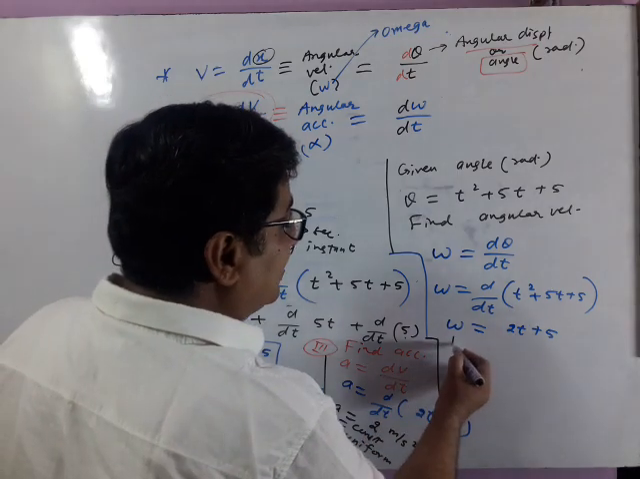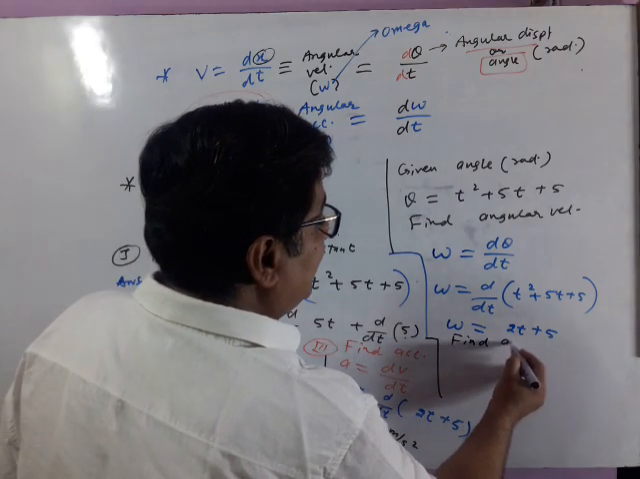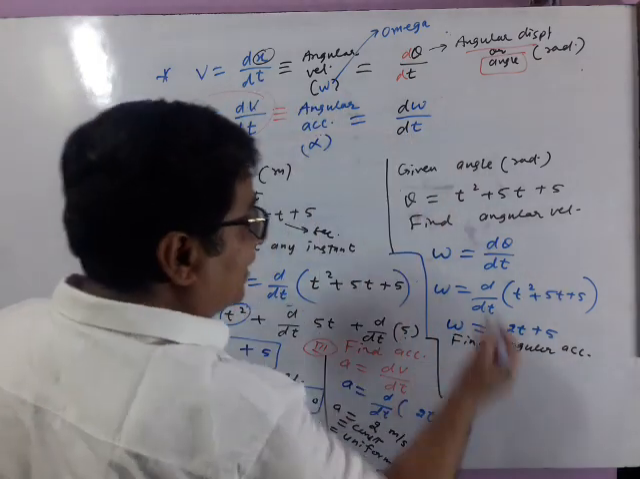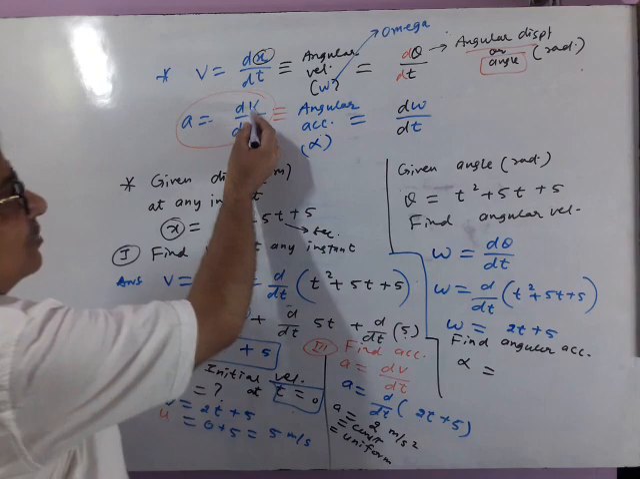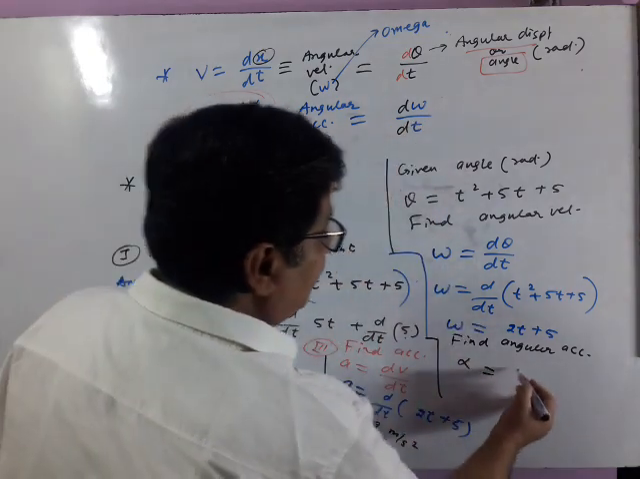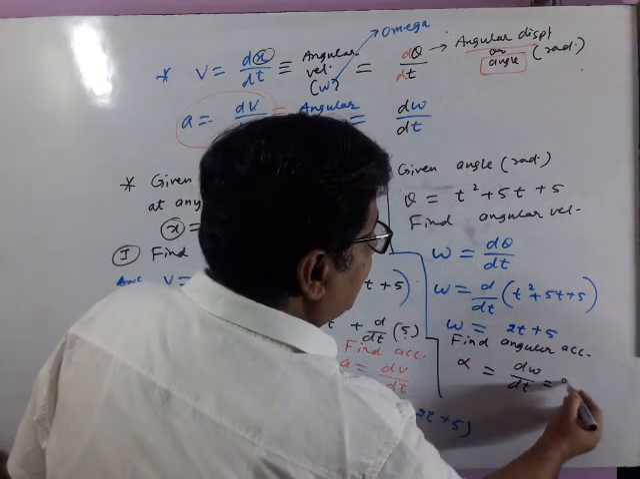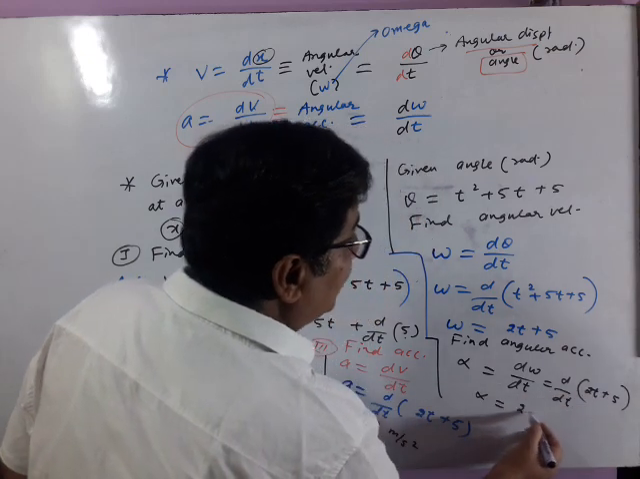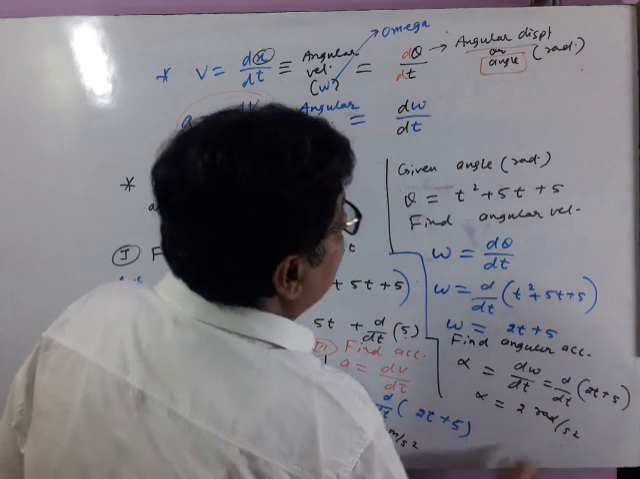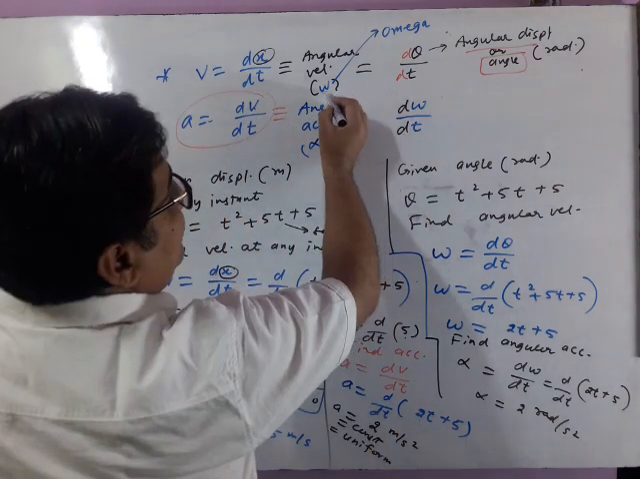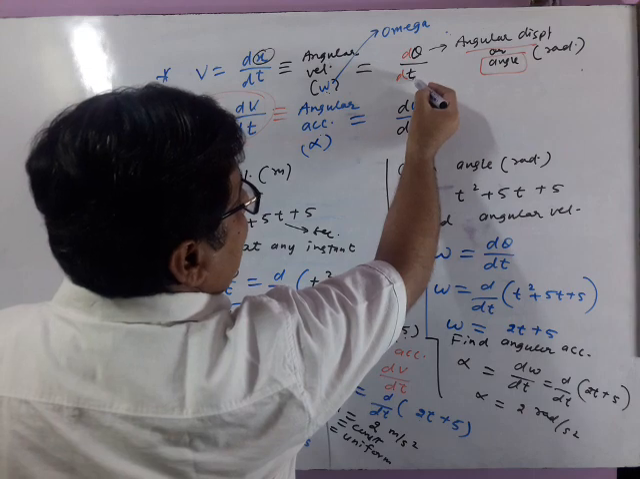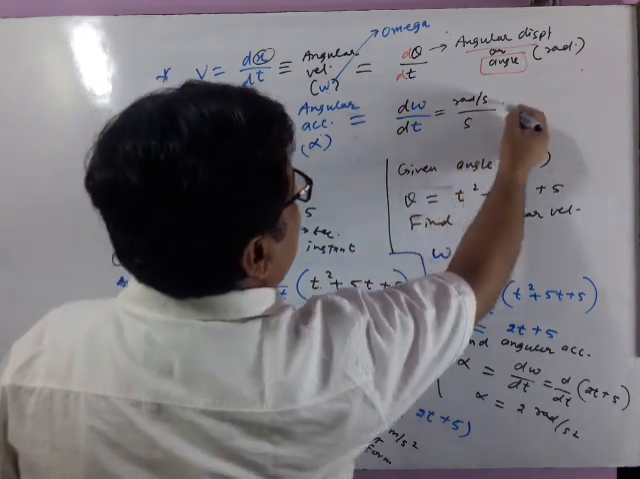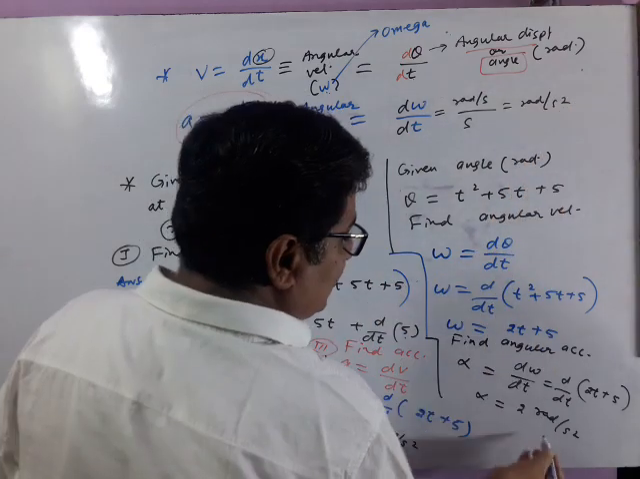Similarly, if I say here, find angular acceleration. Likewise, angular acceleration is d omega by dt. See, velocity upon time, angular velocity upon time. So d omega by dt. Similarly, you will differentiate and you know the answer is 2, but the units will be radian per second square. See, omega, angular velocity, has unit radian per second. So angular acceleration will be radian per second upon second, radian per second square.